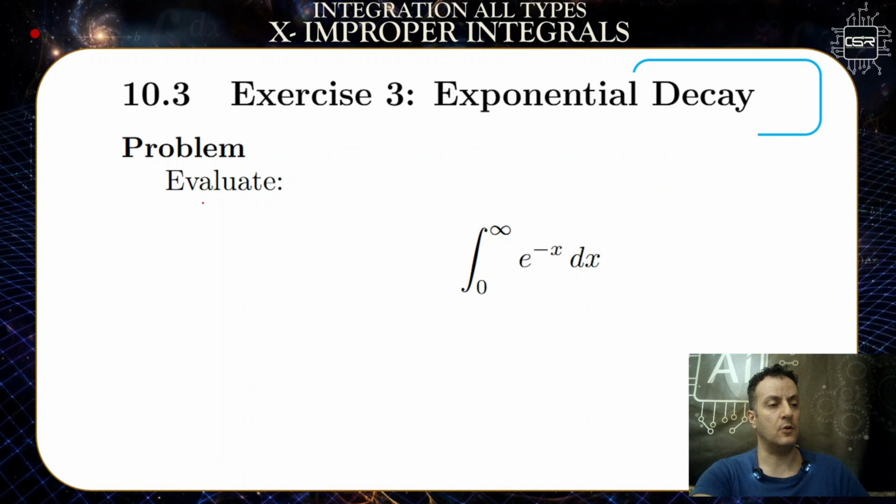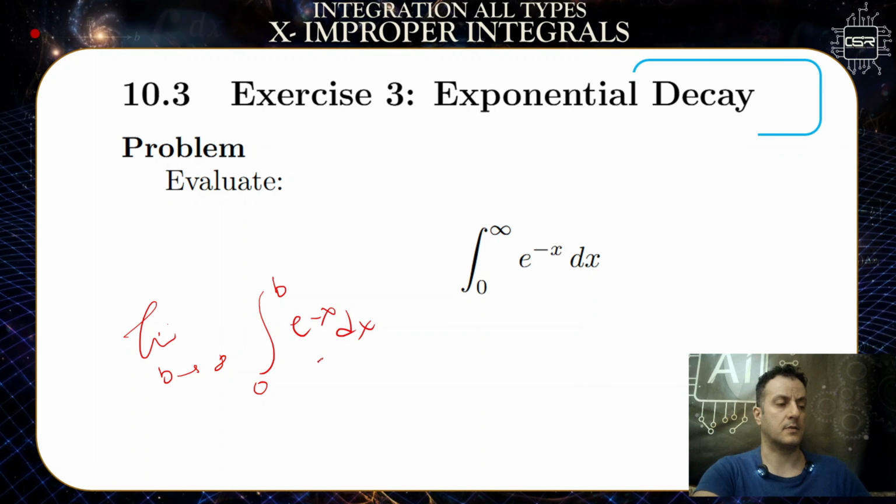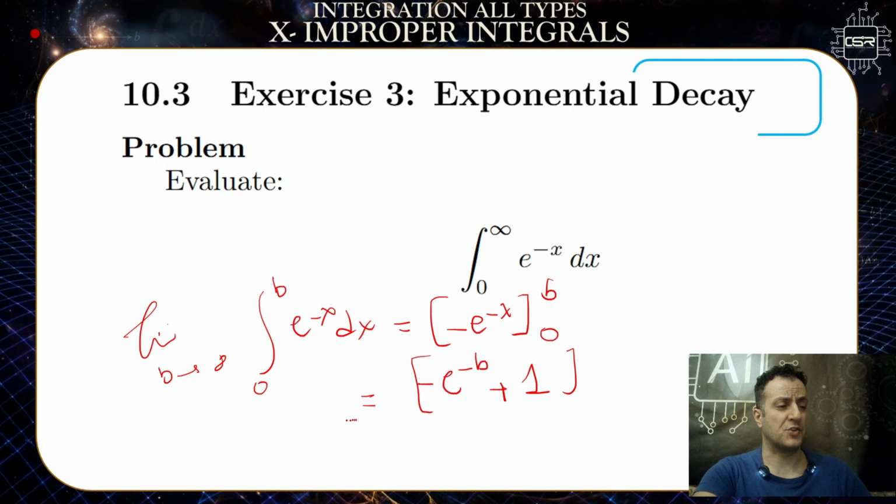Integral from 0 to infinity of e to the minus x dx equals the limit as b approaching infinity of the integral between 0 and b of e to the minus x dx, which is equal to minus e to the minus x between b and 0, equal to minus e to the power of minus b, minus minus becomes plus e to the 0, which is 1, as b approaches infinity.